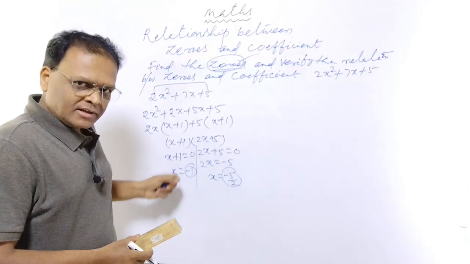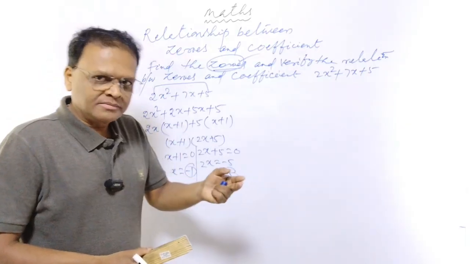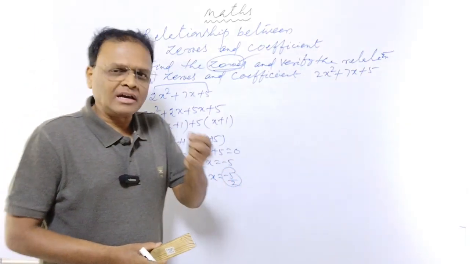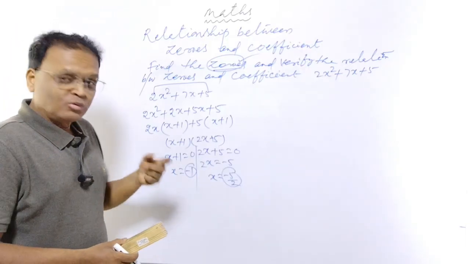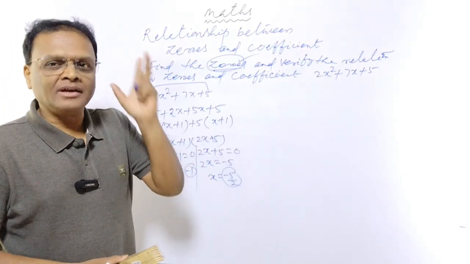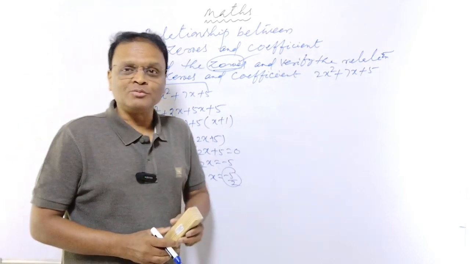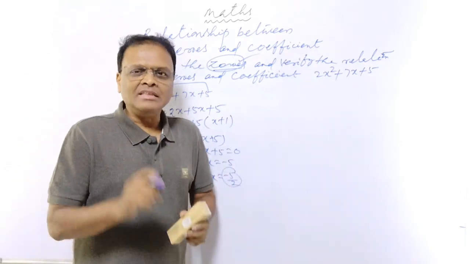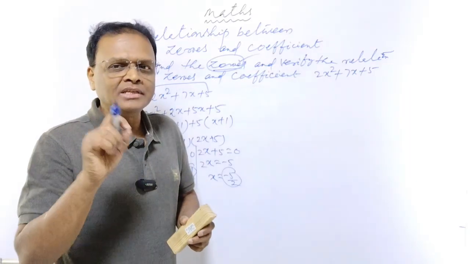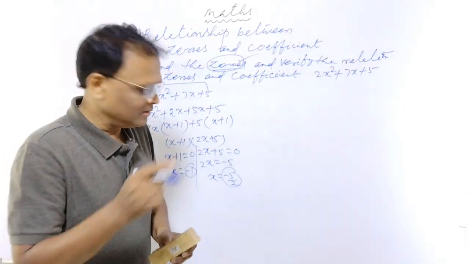आपका यहाँ जो zeros आया, इसको हम डिनोट करते हैं, ये alphabets नहीं हैं, it's symbols. Those symbols are called alpha and beta. Most of the students are getting confused. What are these alpha and beta? These alpha and beta are nothing but the symbols we use for denoting zeros.